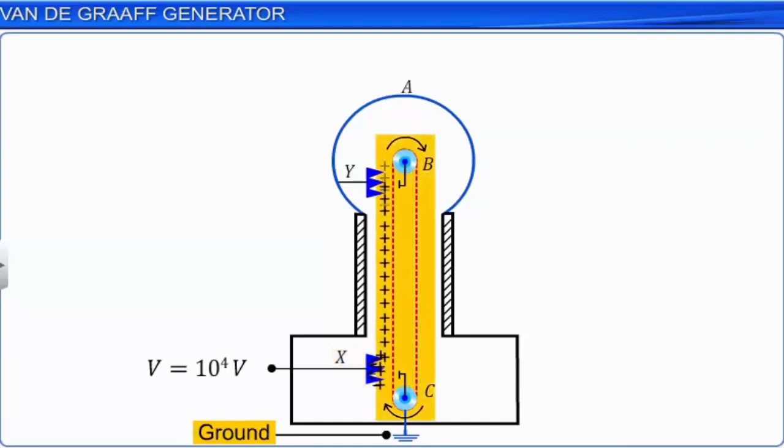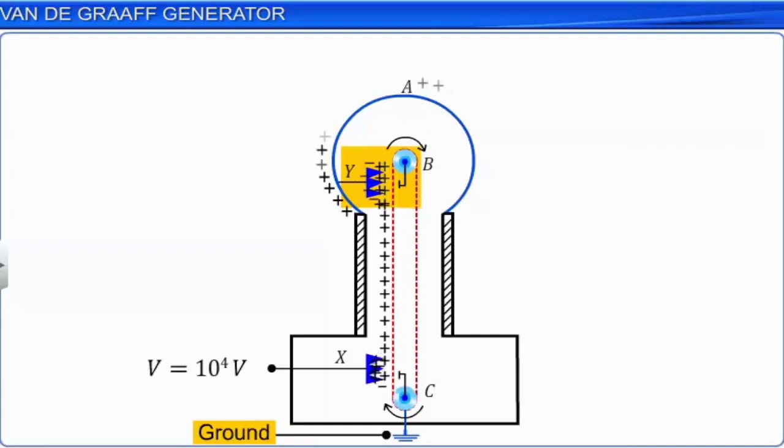As the belt moves, this positive charge on the belt is carried up, and when it reaches near the upper comb Y, corona discharge occurs again, and the air starts conducting. The negative charges in the air move towards the belt, and the positive charges in the air move towards the needles of the comb Y. The negative charges neutralize the positive charges on the belt. The positive charges in the air, which have moved to the comb, are effectively transferred to the sphere A.